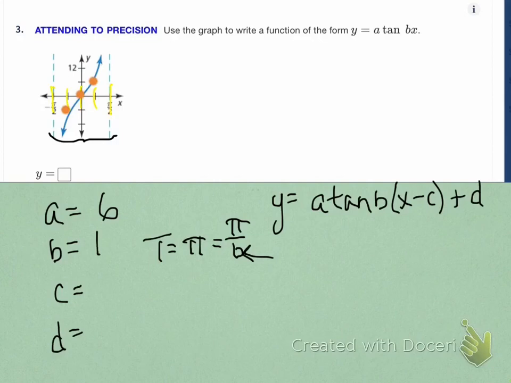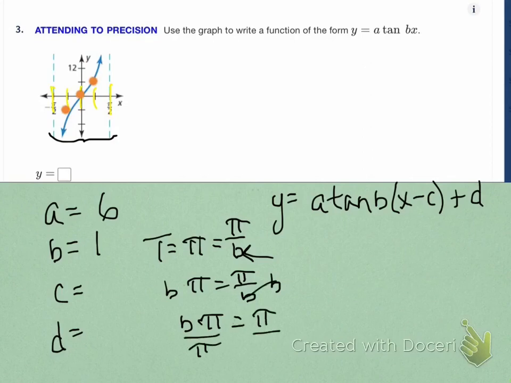You can use logic, or if you want to solve this equation, pi equals pi over b, you can solve it, multiply both sides by b, and that gives me b times pi equals pi, divide by pi, you get the picture here, and I'm going to end up with pi divided by pi, which is 1. Okay, so if you want to do some algebra, you can.